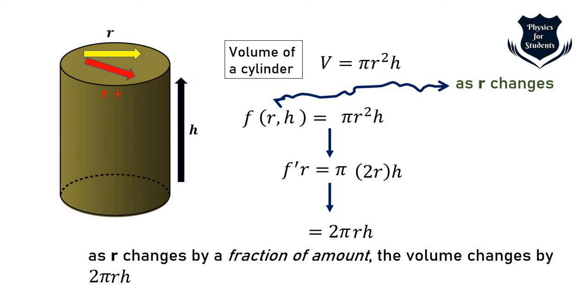So as r changes, that is, the radius changes by a fraction of an amount, the volume changes by 2 pi r h. This is a kind of visual representation where we are calculating the volume of a cylinder with the same formula pi r squared h, but we are using two variables r and h. In the first case, I have kept h as constant and we are changing r, so f prime of r equals 2 pi r h, using the same formulas of ordinary differentiation.